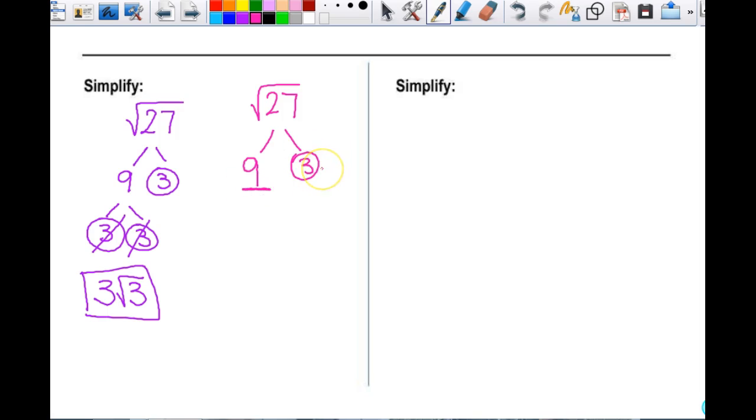Whatever is circled, you would look for pairs. This one doesn't have one, so he stays underneath. And then I can just go ahead and take the square root of that, and it comes out. Does that make sense? That's where you start.